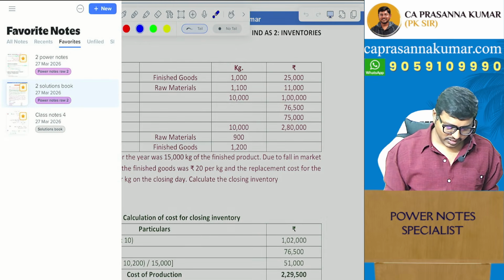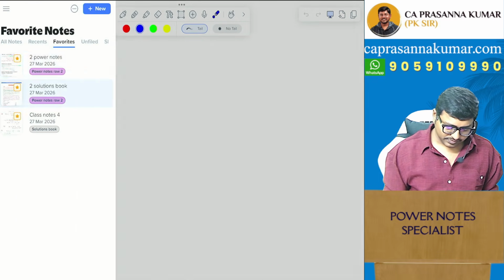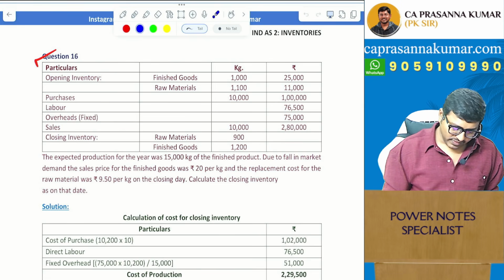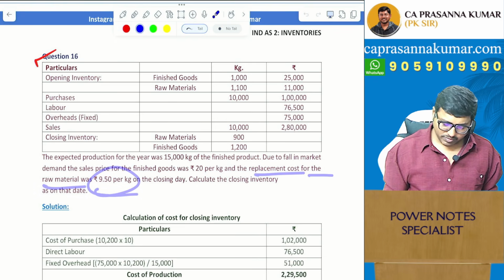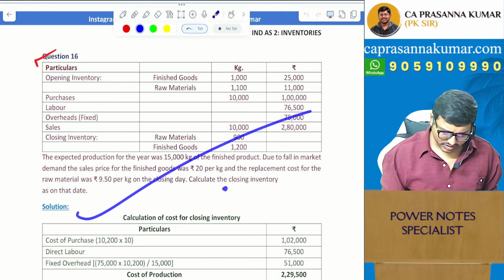That's what we have done here now. We have learned the concept: valuation of raw material, valuation of finished goods. That's what we need to find. The expected production for the year was 15,000 kgs of the finished good. Due to fall in market demand, the sales price for the finished goods was 20 per kg. And the replacement cost for the raw material was 9.50 per kg on the closing day. Calculate the closing inventory on that particular date. Calculate the closing inventory means that value.